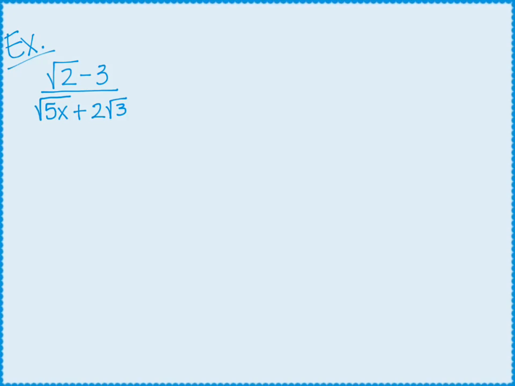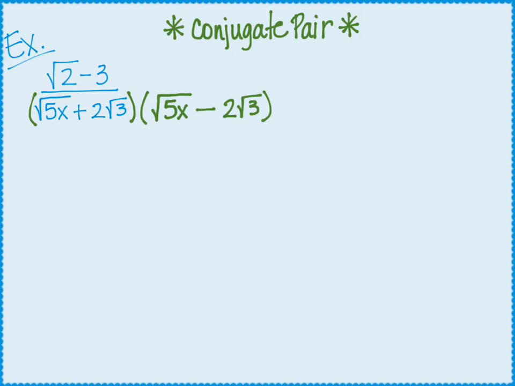But the method of eliminating square roots in the denominator when you have an expression is to multiply by its conjugate, because you want to multiply conjugate pairs, and that always eliminates square roots. So the conjugate of the square root of 5x plus 2 root 3 is the square root of 5x minus 2 root 3. So we will multiply both numerator and denominator by that.